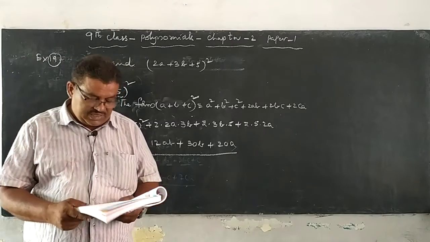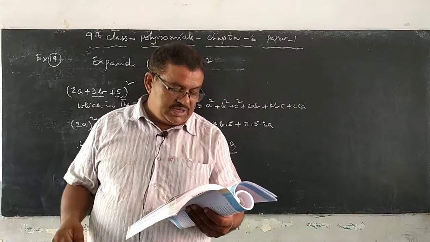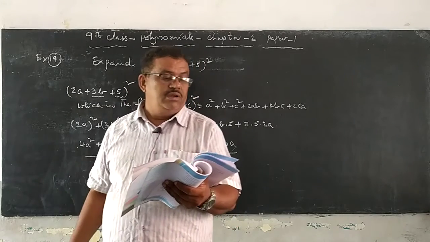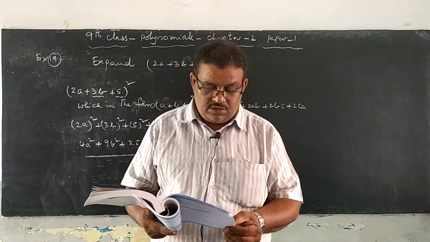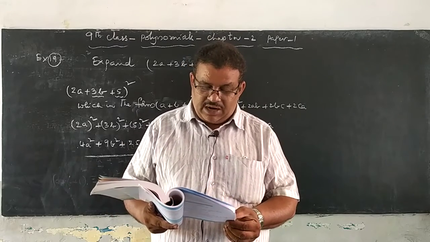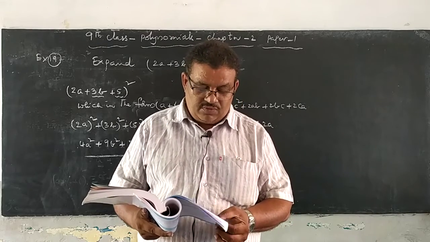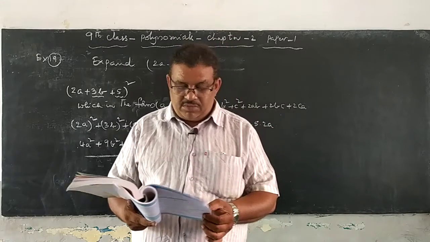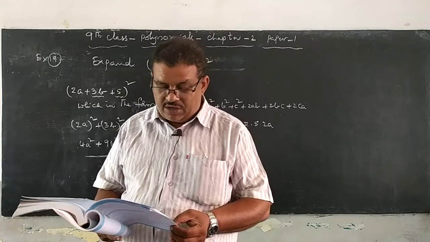Now we are going to discuss the problems on this identity. So let us see this one, page number 56, third Roman, first problem and third problem in the same pattern.